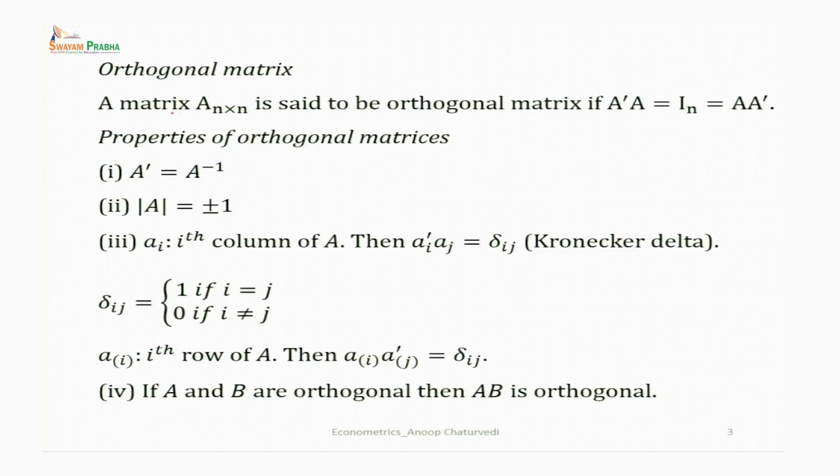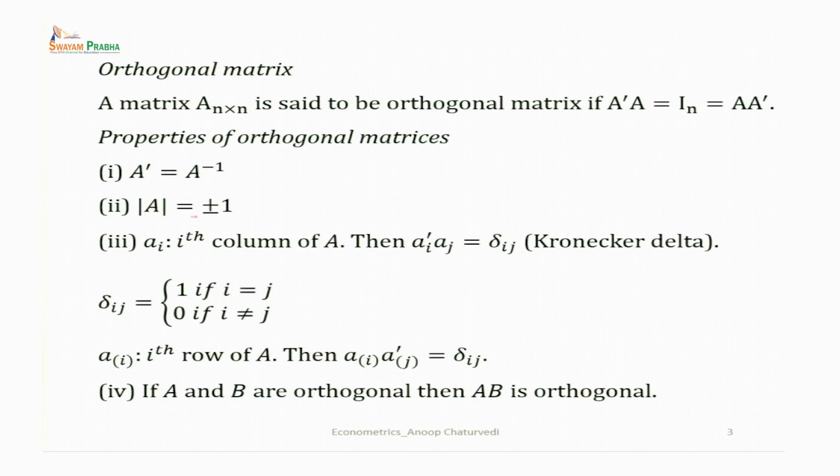Now, we define orthogonal matrices. A matrix A, which is of order n cross n, so A is a square matrix, is said to be an orthogonal matrix if A transpose A is equal to I n, and this is equal to A A transpose. And here are some properties of the orthogonal matrices. A transpose is equal to A inverse. Obviously, A transpose A is equal to I n, and then A transpose gives you the inverse of matrix A.